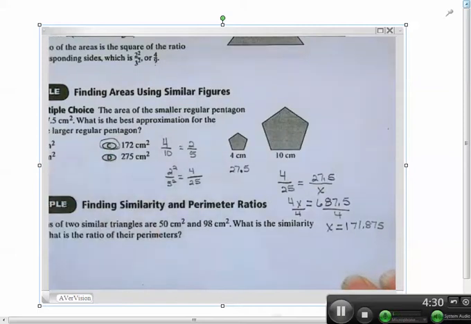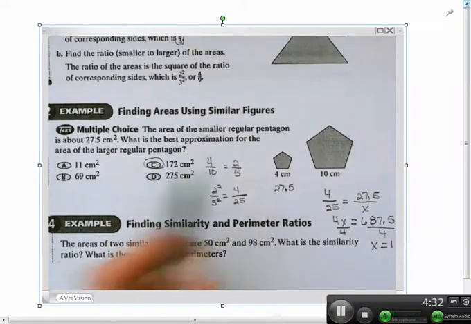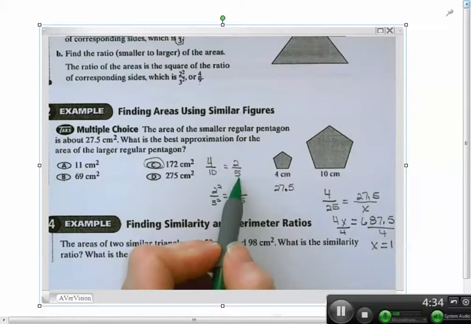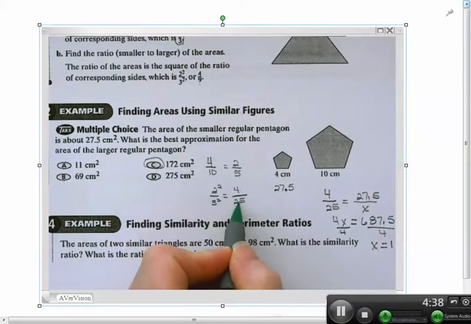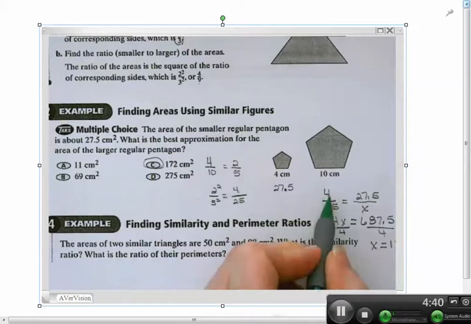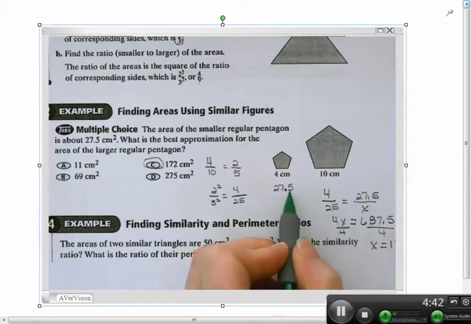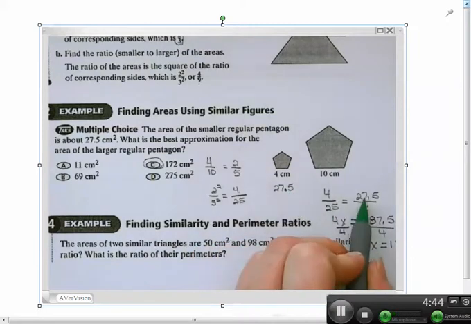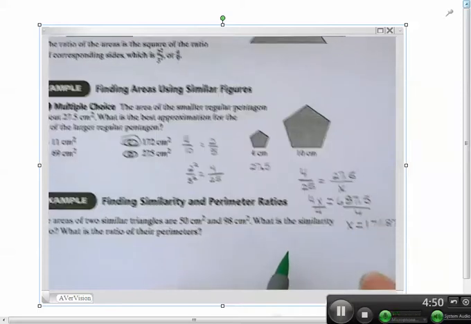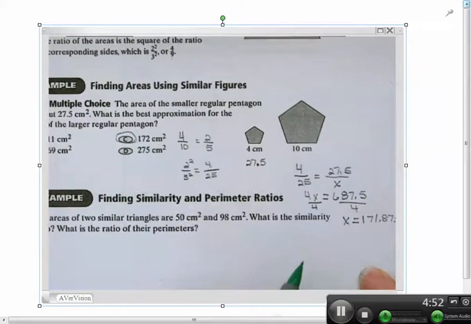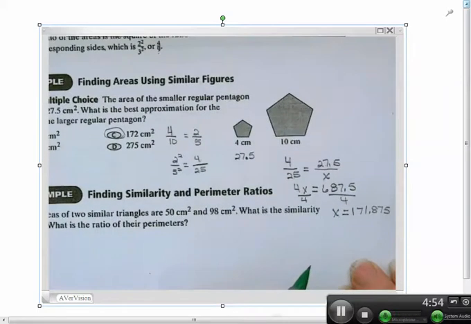Again, to wrap that up, A to B was 2 to 5. So A squared to B squared turned out to be 4 to 25. So 4 to 25, it's small to large, and they told us the area of the small one was 27.5, and the large one we'll call X. And then just solve as a proportion.